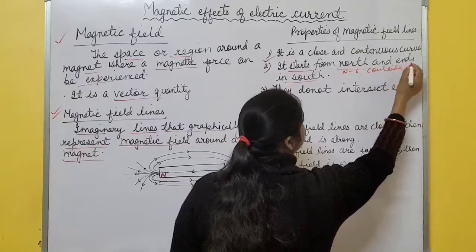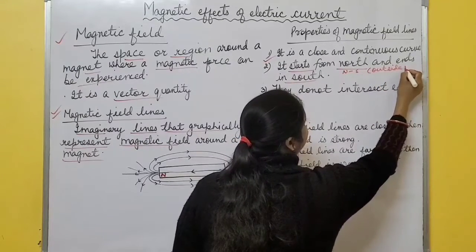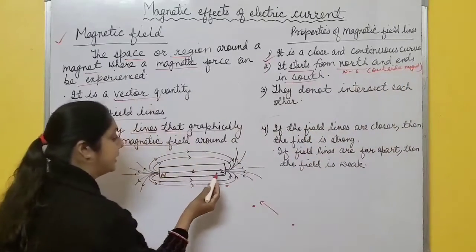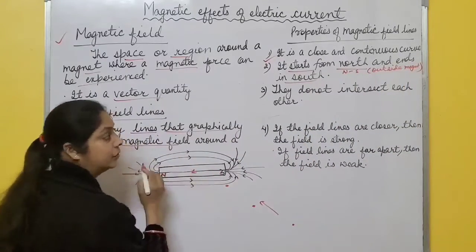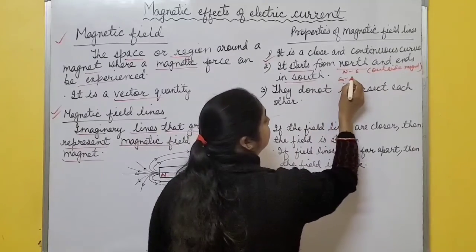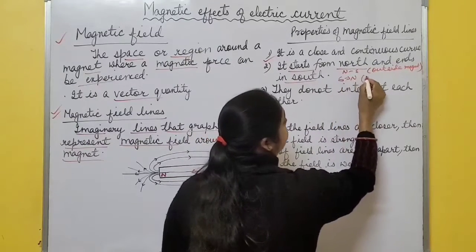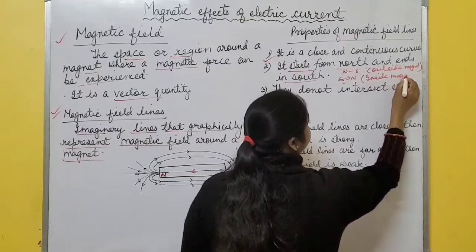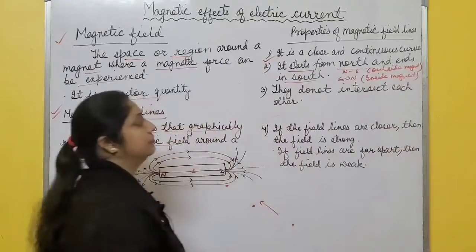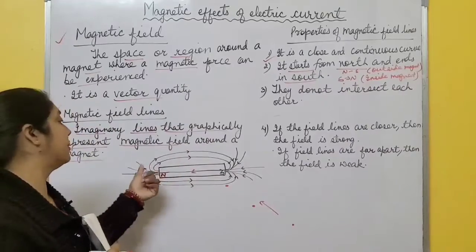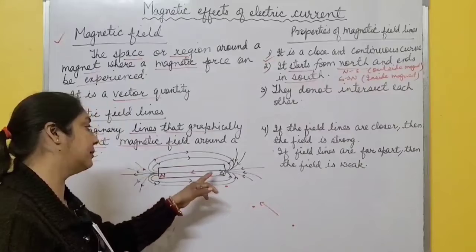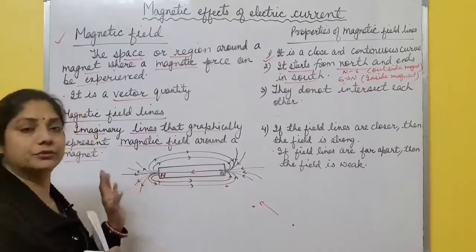But what is the direction of field lines inside the magnet? Inside the magnet, the direction is different. Inside the magnet, the direction of field lines is from south to north, right? We must remember these points. Magnetic field lines originate from the North Pole and end in the South Pole outside the magnet, and inside the magnet the direction is from south to north.